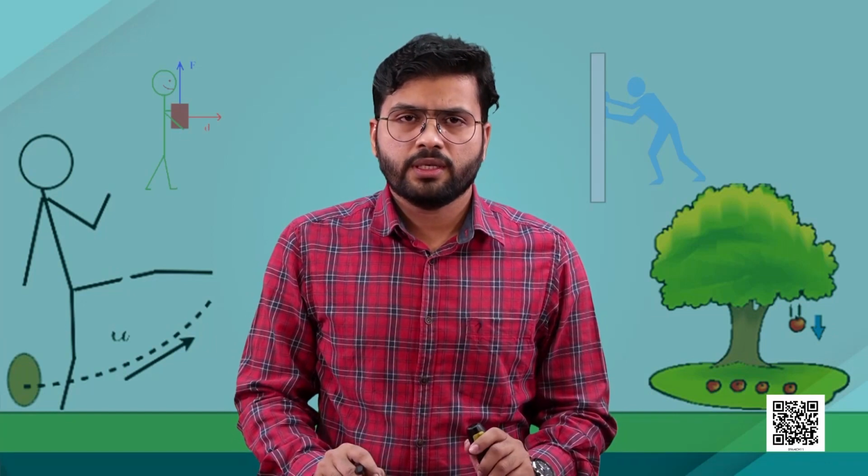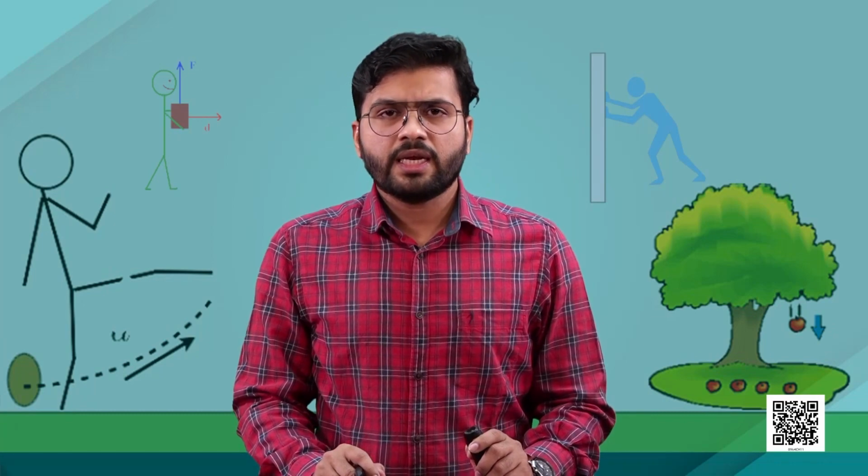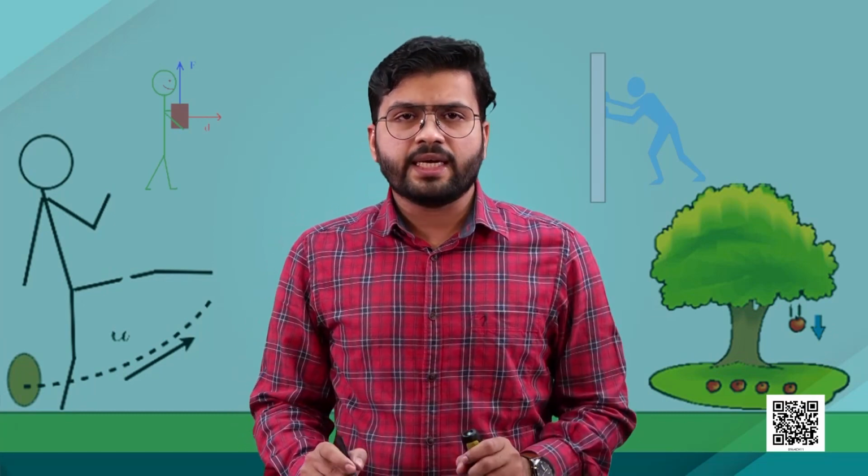Here I am coming up with the solution to this numerical. So how can we solve it? Let's first summarize all the data. The mass given, let m is equal to 40 kg. The height to which it has been raised, h is equal to 5 meter.